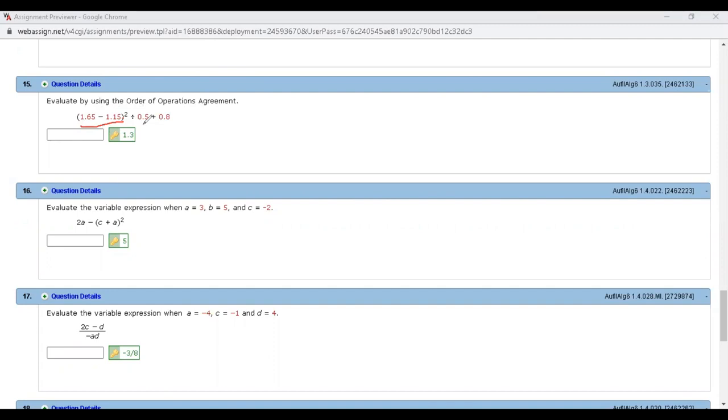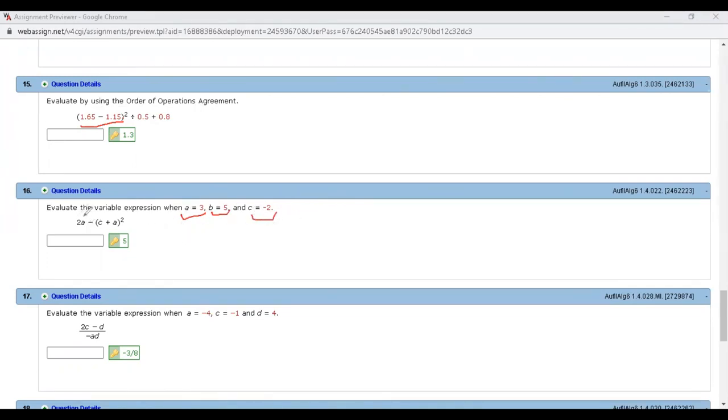So for question 16 through 20, we are talking about objective 4. So in objective 4, of course, we are evaluating these expressions. So for these problems, these should be pretty simple. All you have to do is what we call plug and chug. So they're giving us A, they're giving us B, and they are giving us C.